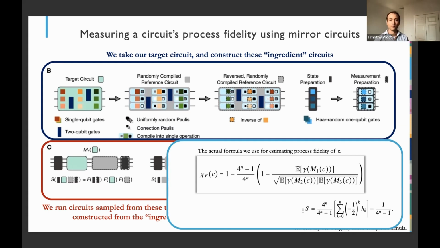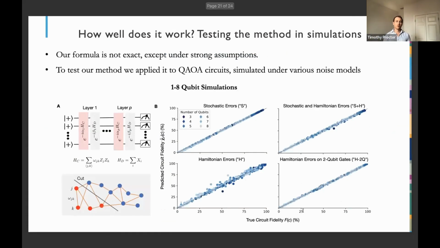It's not super important. So I'm now going to use some simulations to demonstrate why it works, as we don't really have time to go into any more hardcore theory on this. And so what I'm showing here is simulations of applying this method to QAOA circuits on 1 to 8 qubits simulated under various noise models. So each of these plots here shows a different category of noise model. So for example, here we look at just stochastic errors, and then the x-axis is the true circuit fidelity. The y-axis is what we get out by running our procedure.